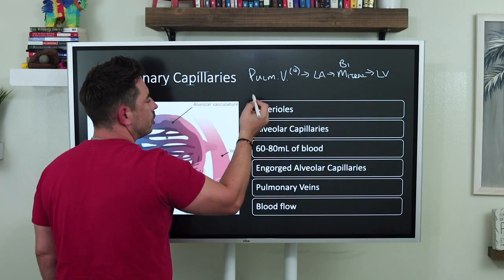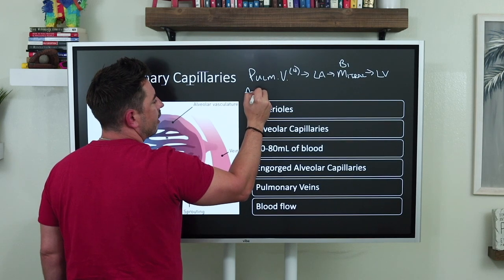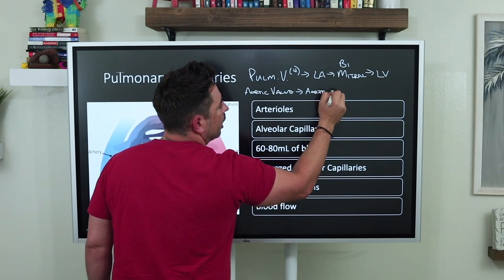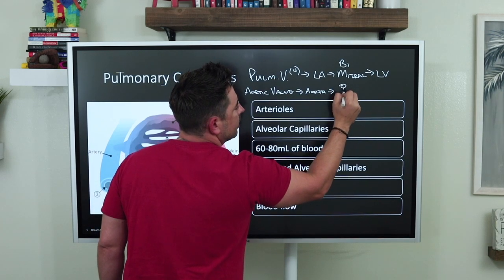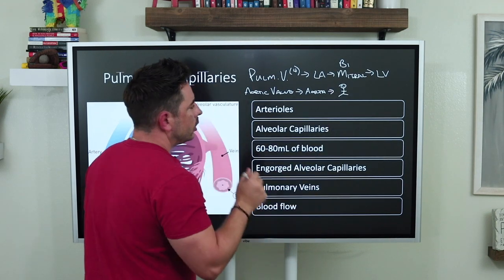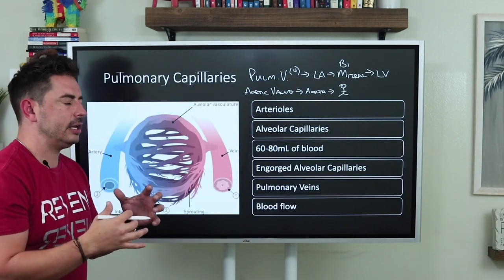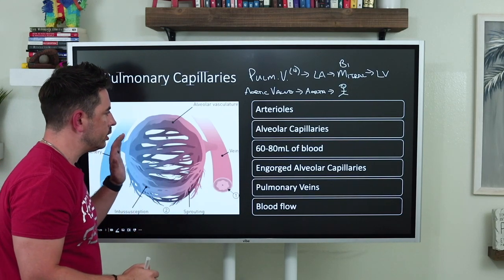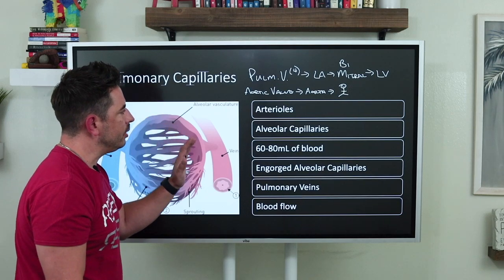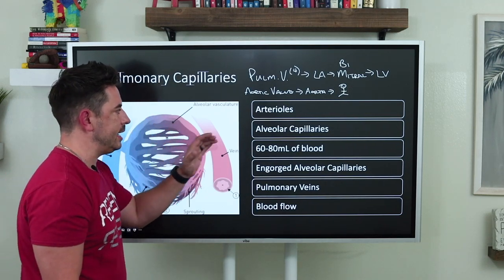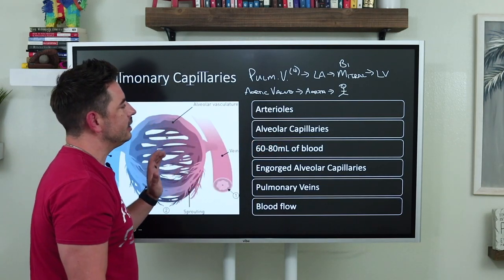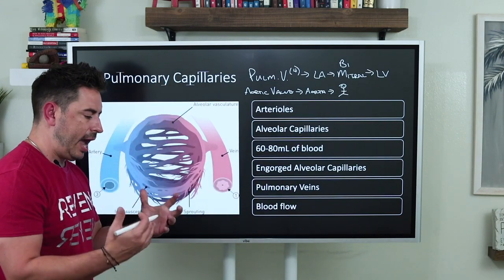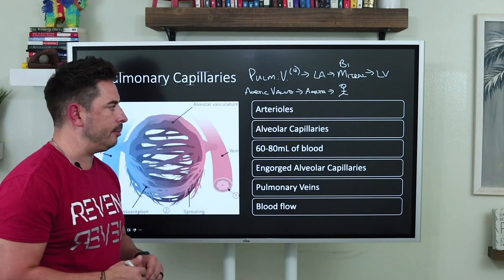From the left ventricle, it's going to go through the aortic valve. From there, it's going to go into the aorta, and then out into systemic circulation. So you have to know that blood flows from the right side of the heart to the lungs, and then from the lungs, or the pulmonary capillaries, these alveolar capillaries, into the left side of the heart and then out into the body.